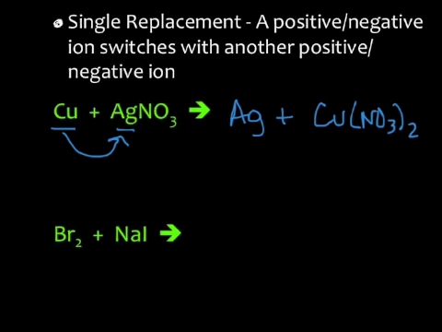So when they switch, when they go across this arrow, you kind of think of them as breaking up in solution, and then they recombine on the other side. So to balance this one, I would need a 2 here, and I would need a 2 in front of my silver.